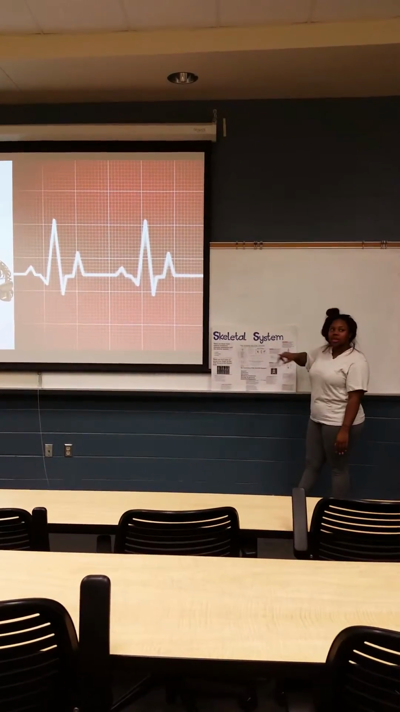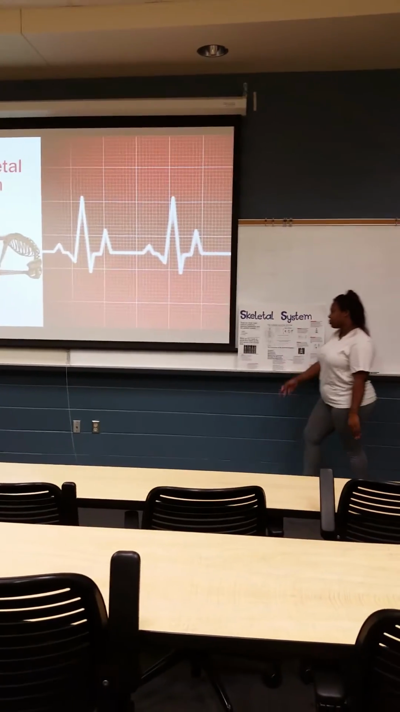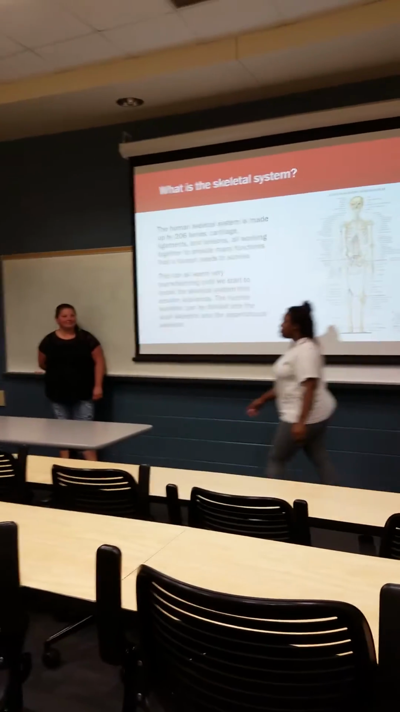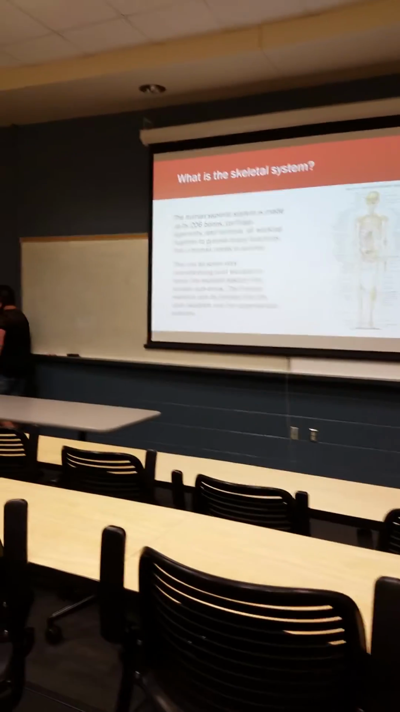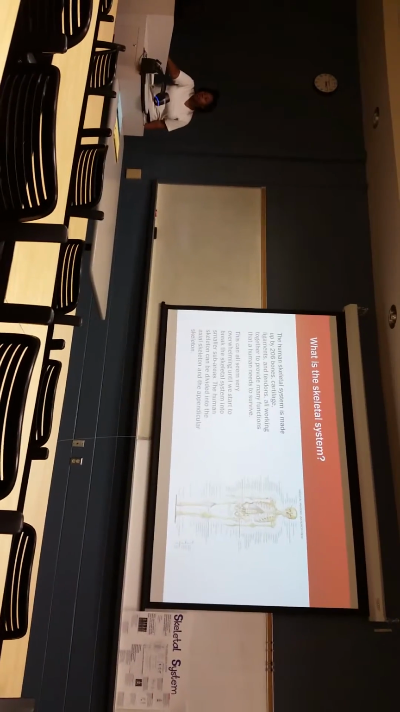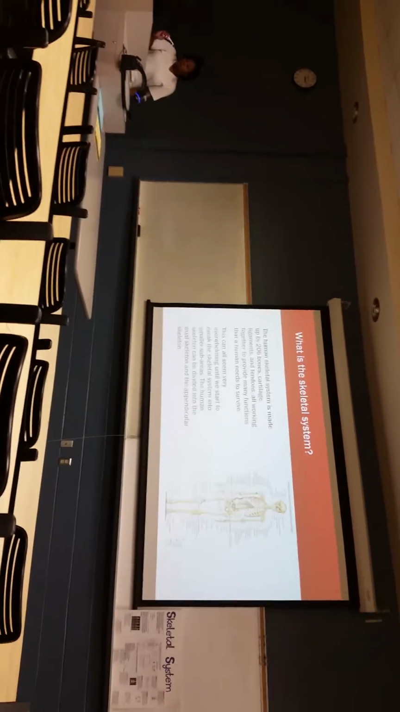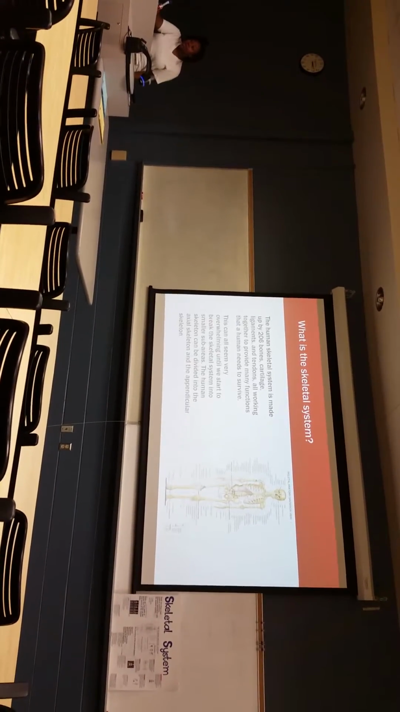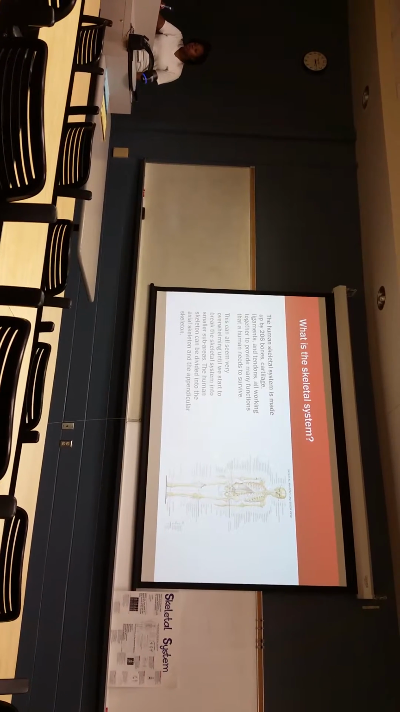We're going to be discussing the skeletal system, the human skeletal system. The human skeletal system is made up of 206 bones, cartilage, ligaments, and tissues, all working together to provide many functions that a human needs to survive. This can all seem very overwhelming until we start to break the skeletal system into smaller sub-areas.